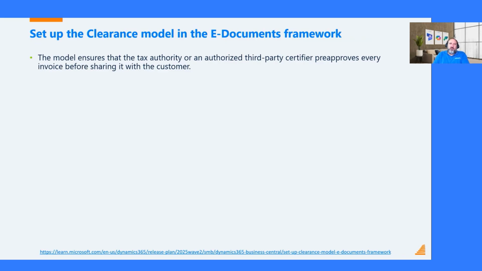Set up the clearance model in the e-document framework. This one I'm not 100% sure. This model ensures that the tax authority or the authorized third party. Oh yeah, so this is a requirement where in some countries, before an invoice can actually be shared with the customer, it needs to be approved by a third-party certifier.